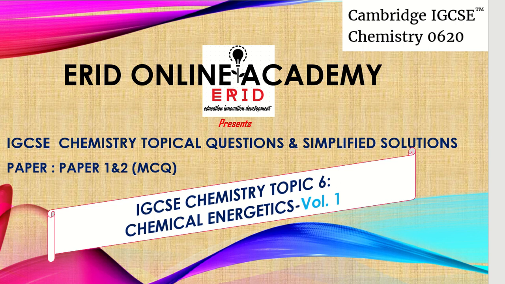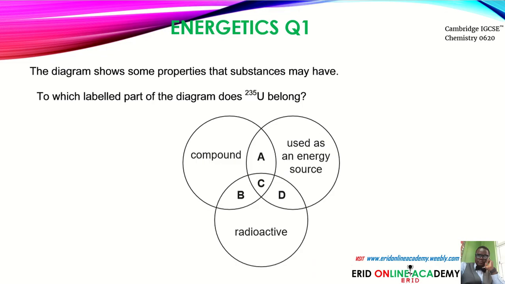Let's look at the first question quickly. The diagram shows some properties that substances may have. To which labeled part of the diagram does uranium-235 belong? So we will need to consider the options available here.